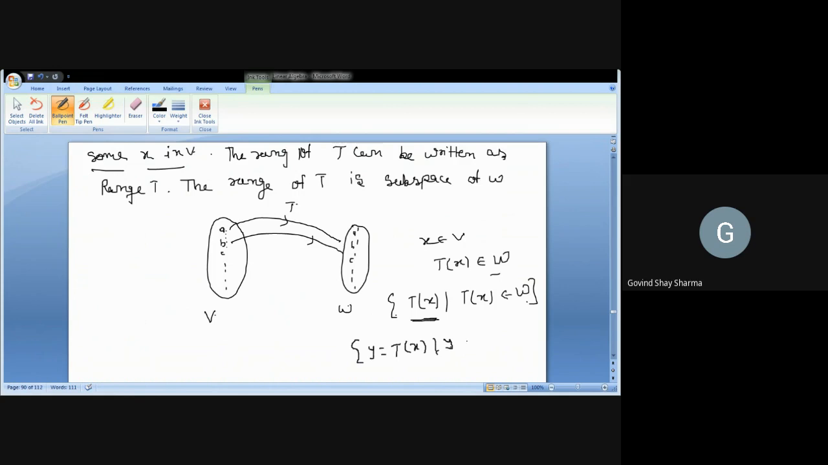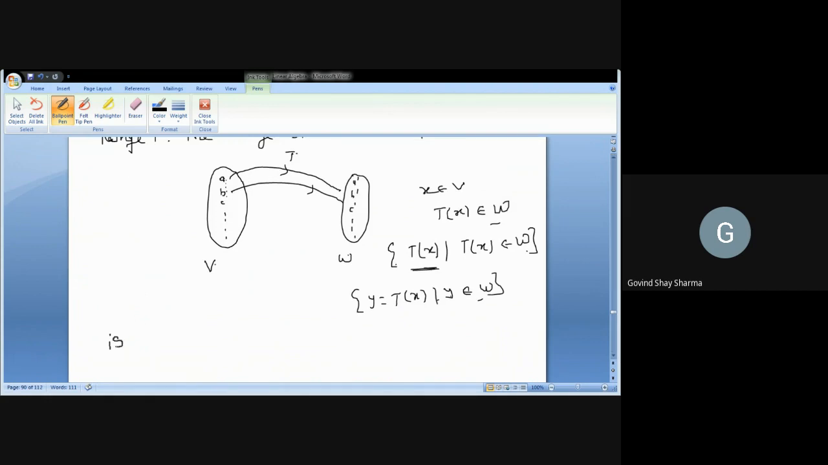So the range is a subset of W. Why? Very simple. We take x from V and the image of this is found in W as Tx. So whichever element is taken from V, the image is found in W, and their collection of images makes a set, and this set is a subset of W. W is a subspace, so the subset of W is also a subspace.